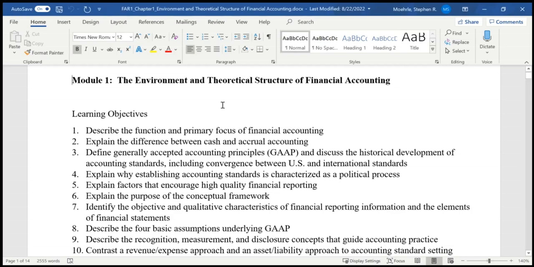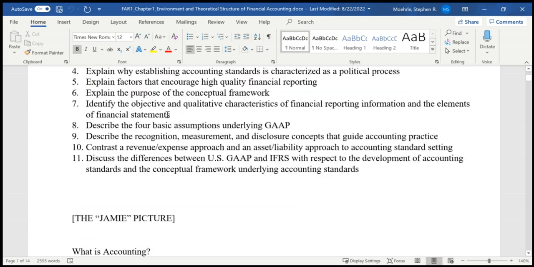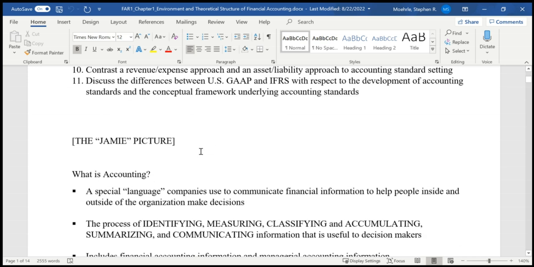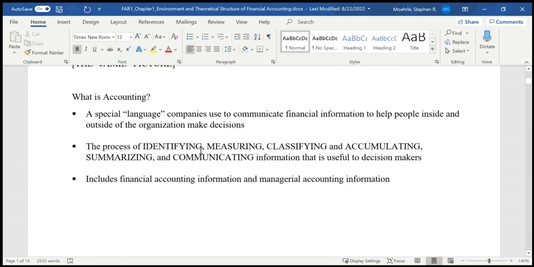Hi, and welcome to Module 1. In this module, we'll discuss the environment and theoretical structure of financial accounting. You can see the learning objectives of the module there. Read them at your convenience. I'll talk about in a moment what the Jamie picture is.